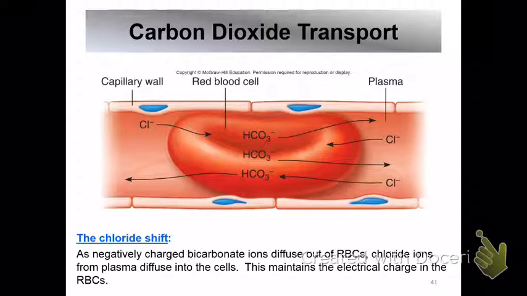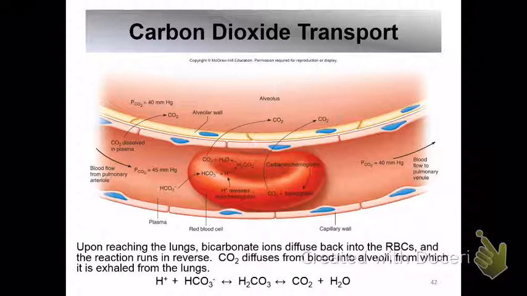Okay, the chloride shift, which you also want to highlight, it goes in and out as the bicarbonate. And so the shift of chloride ions from the plasma into the red blood cells occurs as a bicarbonate ion. So a negatively charged bicarbonate ion diffuses out of the red blood cell, chloride ions from plasma diffuse in. So the chloride movement, look at the picture. The chloride movement is that bicarbonate ion. And then when the red blood cell gets back to the lungs, CO2 goes into the alveoli or into the lungs, and that's what causes the exhale.